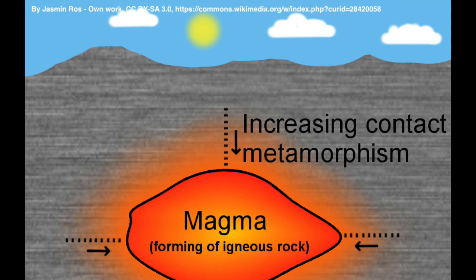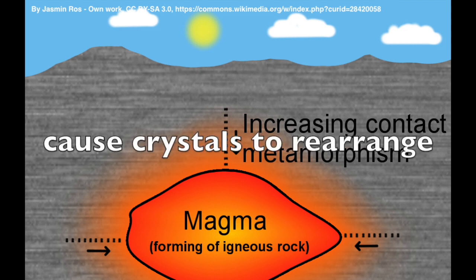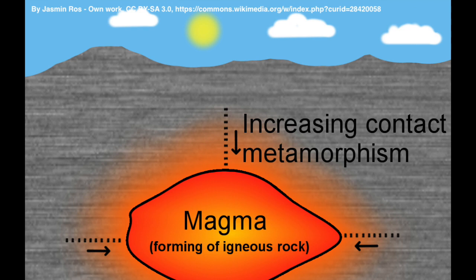Some minerals can form when temperature and pressure inside the earth causes the crystals in an existing rock to rearrange, forming a new mineral. And we'll be talking about this more when we talk about metamorphic rocks.